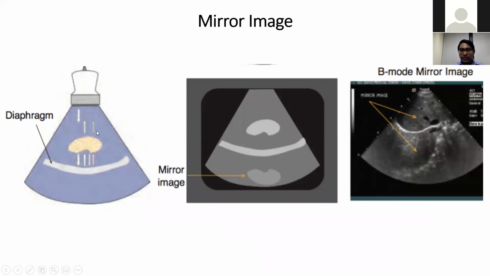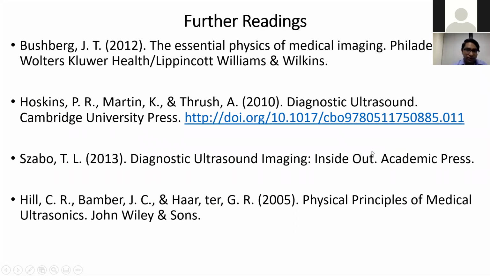Another common problem is mirroring of images. For example, this is what we commonly see in the liver and diaphragm, that the diaphragm gets reflected back here. The liver tissue appears below the diaphragm also. So if you look here, you can see the liver tissue here as well as here. That's because of the reflective nature of the diaphragm. The diaphragm is very reflective due to the impedance mismatch, and it creates a mirror image of the liver tissue. So this is another common artifact that we see in ultrasound.